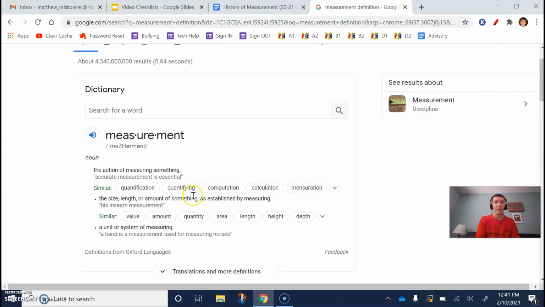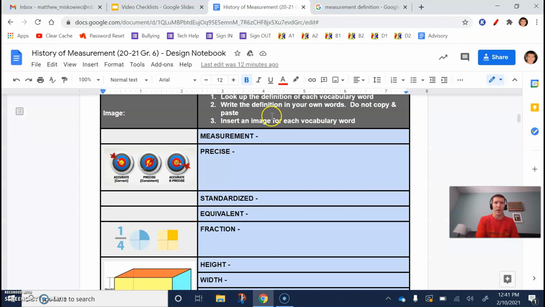Remember though, I don't want to just copy and paste, so I want to put it in my own words. And so I'm going to go back to my design notebook. And so for measurement, that we are going to be doing measurements, ultimately we are going to be looking at the size or length of objects. That's my definition. It makes sense to me that when we're talking about measurements, it's the size or length of objects that we're doing.